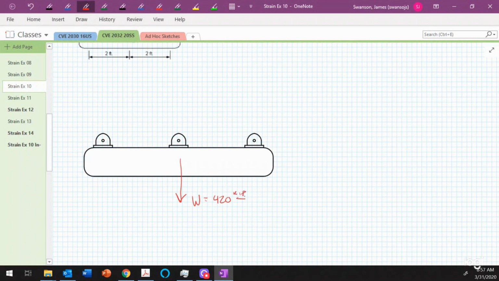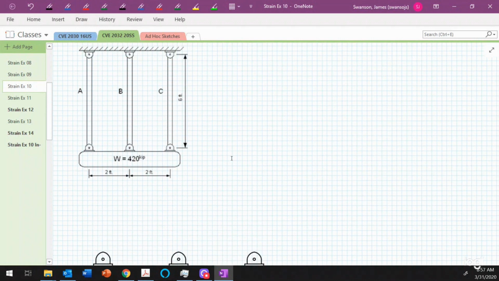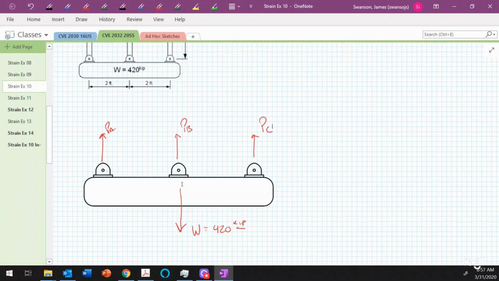And then there's a force in each one of the rods as well. If we look at these rods and assume that they're each in tension, then we have a force here that acts upwards. We'll call it P sub A. We have a force here that acts upward, we'll call it P sub B. And a force here that acts upward, we'll call it P sub C. All right. And then from the dimensions here, you can see that we have a dimension here that is 2 feet and a dimension here that is also 2 feet.